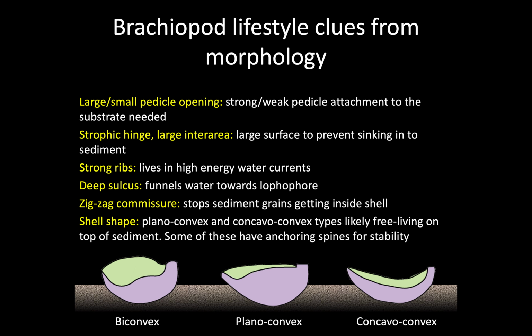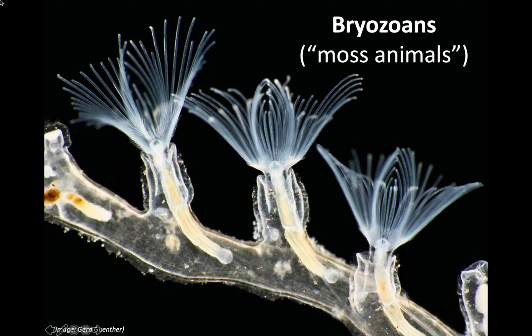So it's a convergent type of feature there. So there's lots of different ones. We'll talk more about these in the lecture themselves, but this is where you get that information from. So let's now talk about the moss animals, the bryozoans.